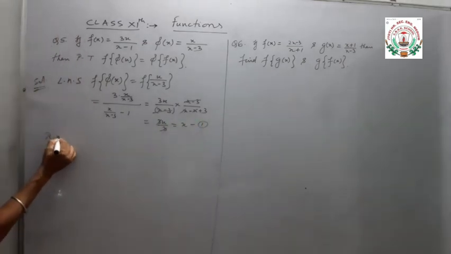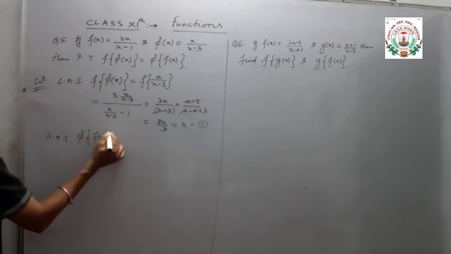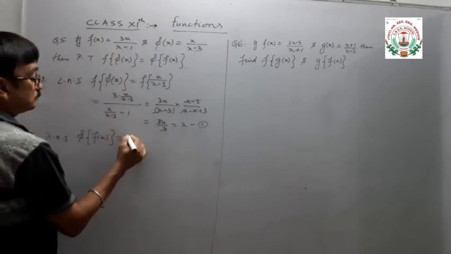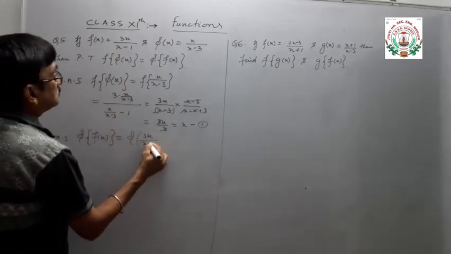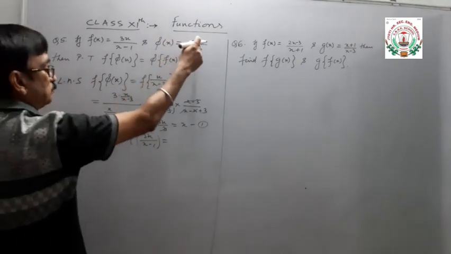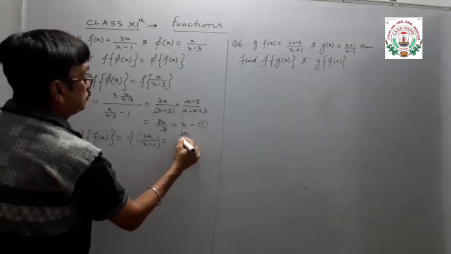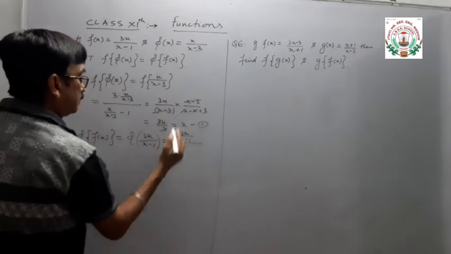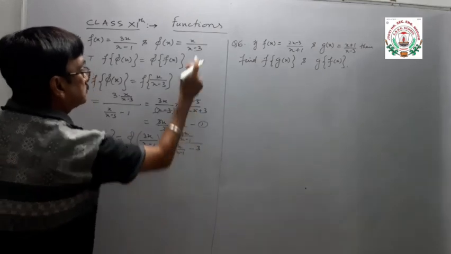Now RHS, phi of f of x. So what is the value of phi of f of x? 3x upon x minus 1. It becomes phi of x, but phi of x is x upon x minus 3. So in place of x, 3x upon x minus 1 is the numerator. Now the denominator, in place of x, 3x upon x minus 1 minus 3.